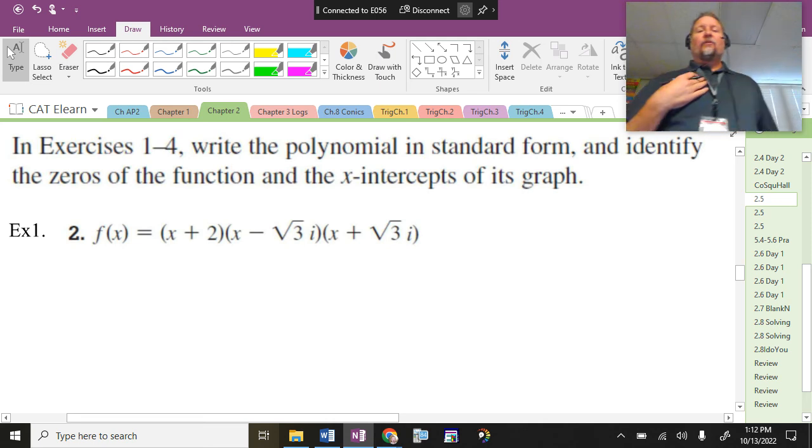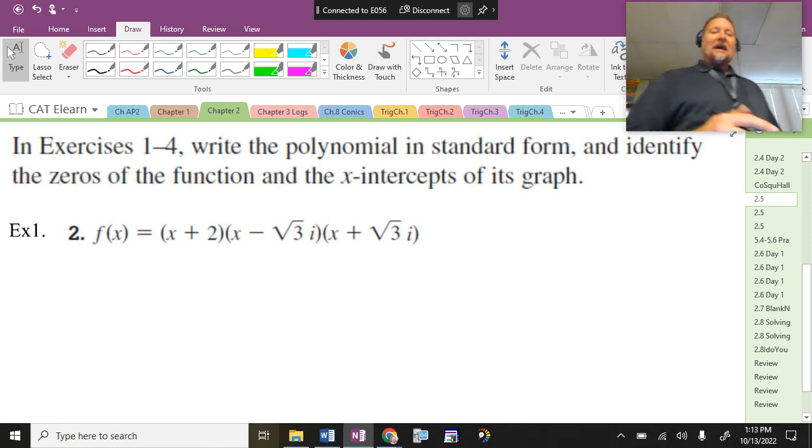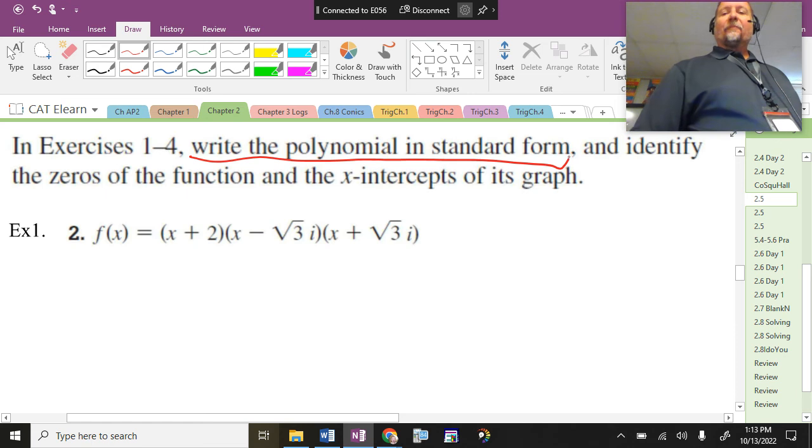Okay, so in exercise 1 through 4, write the polynomial in standard form and identify the zeros of the function and the x-intercepts of the graph. I'm not going to do that. Okay, I'm just going to write the polynomial in standard form. Okay, fine, I will. Identify the zeros.